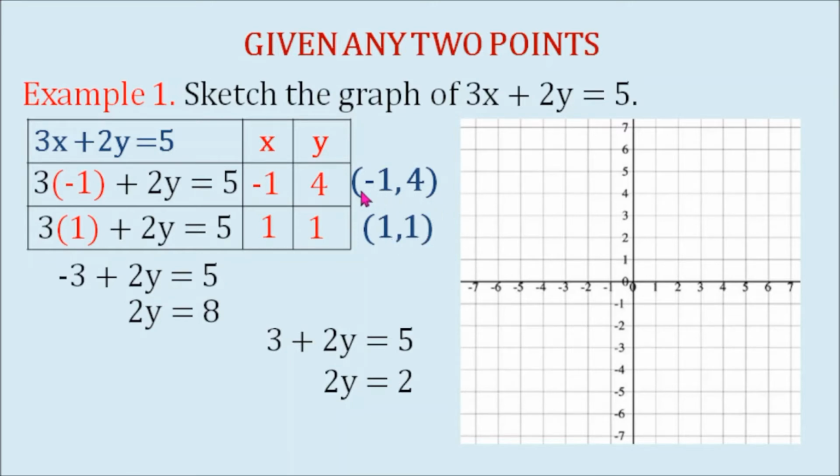Now we are going to plot these 2 points. -1, 4 is here, and 1, 1 is here. Now since we already have 2 points, we just connect them with a straight line, and this is the graph of 3x plus 2y equals 5.